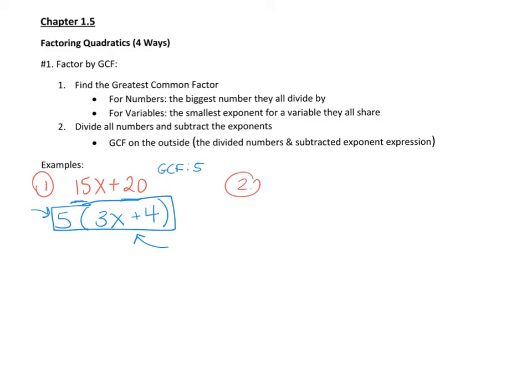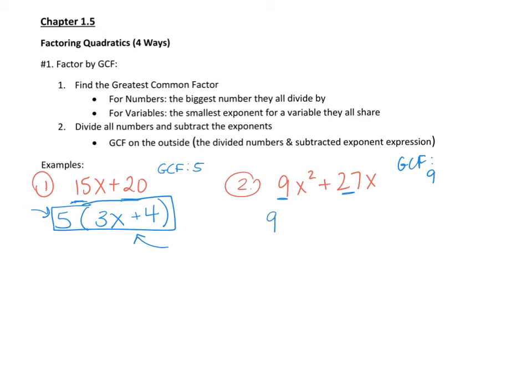Let's say we had 9x squared plus 27x. I'm looking at this and I want to find my GCF. If I look at 9 and I look at 27, they can both divide by 9. So that's going to be my GCF. Now, some of you are thinking, oh, they could both divide by 3. But we want the greatest common factor. A bigger number than 3 would be 9. So we want the biggest number that they can divide by.